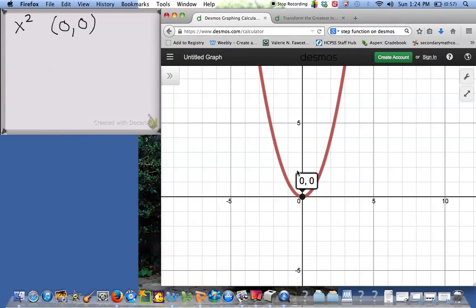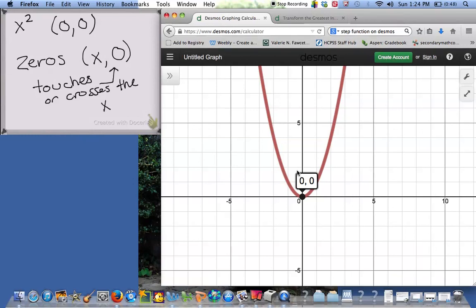Now anytime we are looking at zeros, it's always going to be an x coordinate, and then the y value has to be 0, because it's when it touches or crosses the x-axis. So you can never have a zero with a y coordinate of anything but 0.